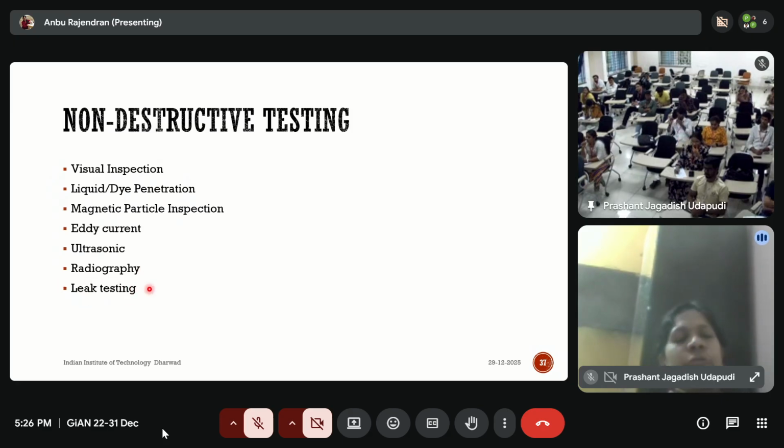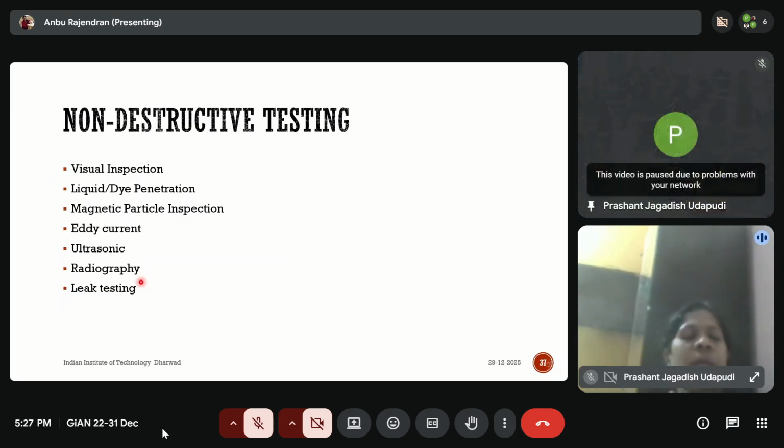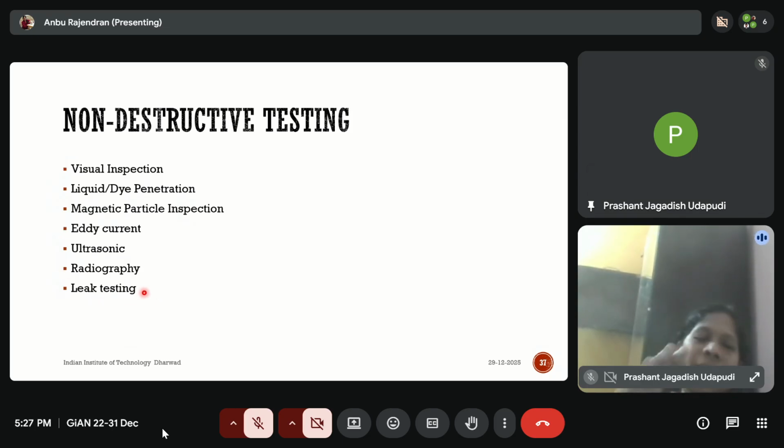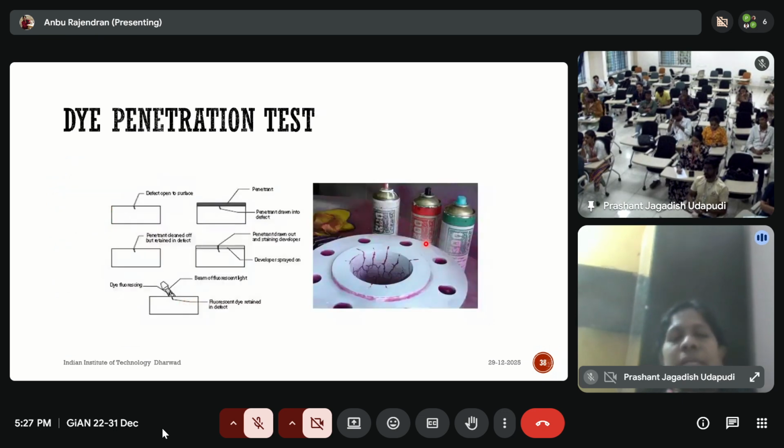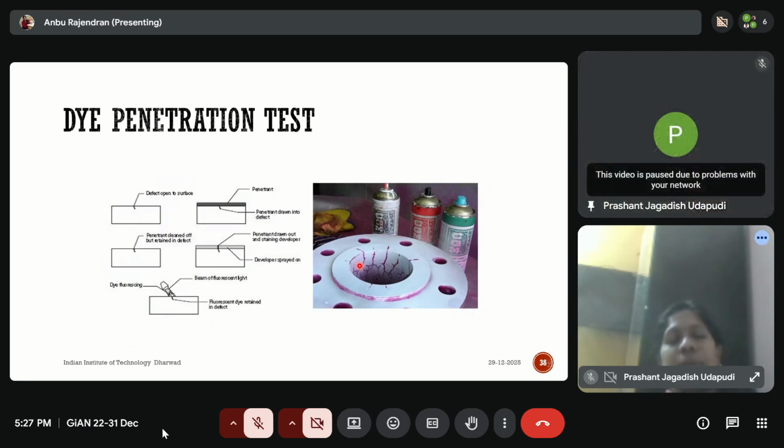Leakage test: if a pipe is there and you cannot locate the defect by any of these methods, you can pass water or any liquid or gas at higher pressure. If there is any hole which cannot be picked up by the other methods, there will be a leak. So the pressure leak test is also one of the ways to identify the defects present. So this is a typical standard procedure of the dye penetration test.